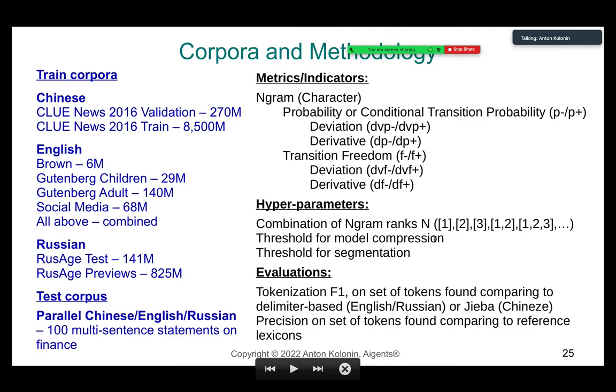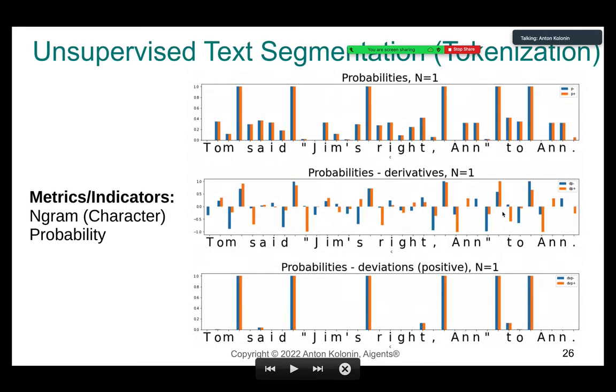Then we were using different thresholds for model compression to remove statistically low evident links, and also a threshold for segmentation, like what is the metric value. So we decided, okay, it's high enough to cut the sequence here. And for evaluation purposes, we used some reference tokenizers, like rule-based tokenizers for English and Russian, and the well-known Jieba tokenizer for Chinese. Here are examples of how it worked.